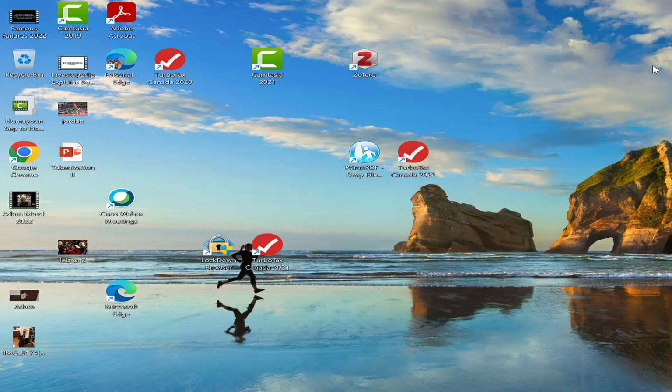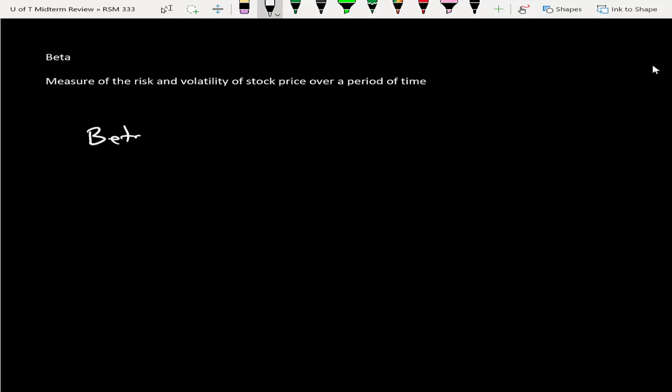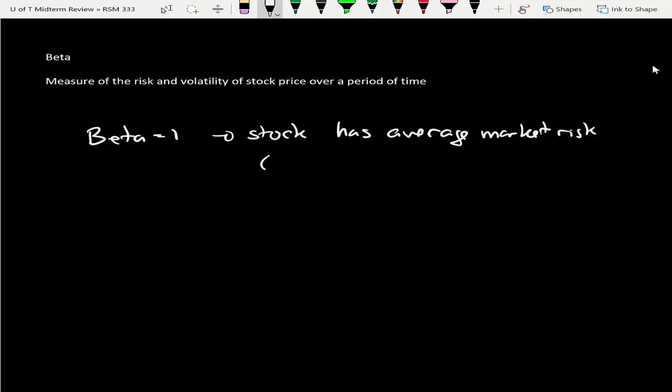The measures for beta: if beta is equal to 1, then that's a scenario where the stock that you're looking at has average market risk. So it's the exact same risk as the market as a whole. This would really be an exchange traded fund or an index fund. So if you had an exchange traded fund which calculated the value of the Dow Jones, that would have the exact same movement or risk as the Dow Jones.